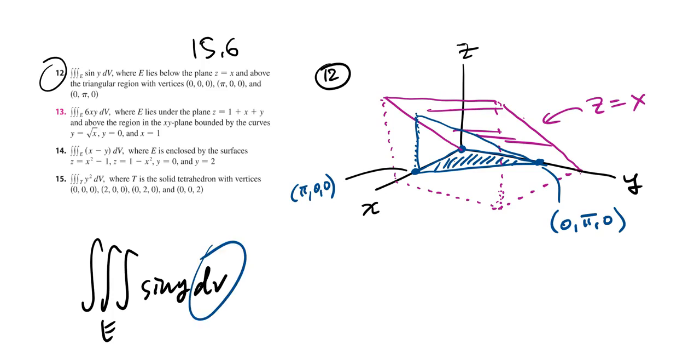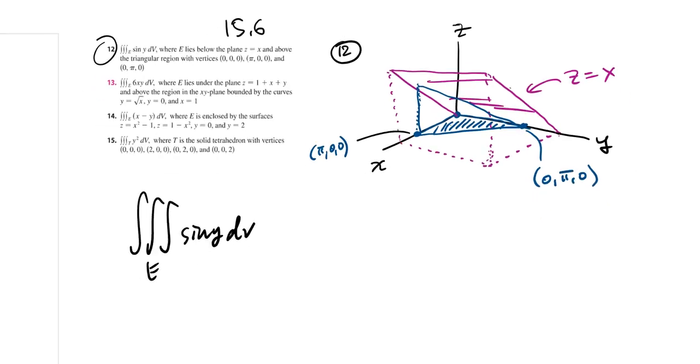This dV here is a little volume piece of E, the solid. This is a solid there, all right? And we are integrating sine of y over the entire solid, both inside and out. So the hardest part is setting it up with the integration.